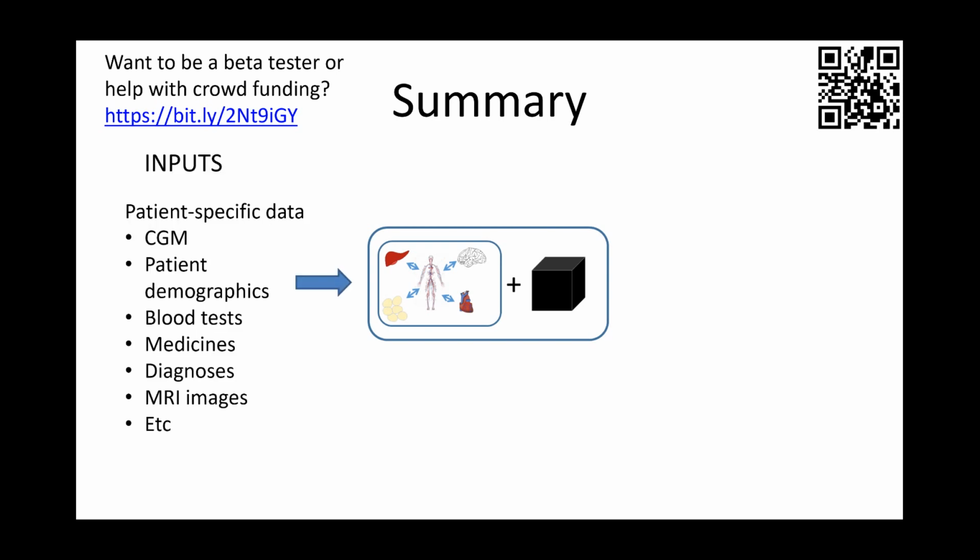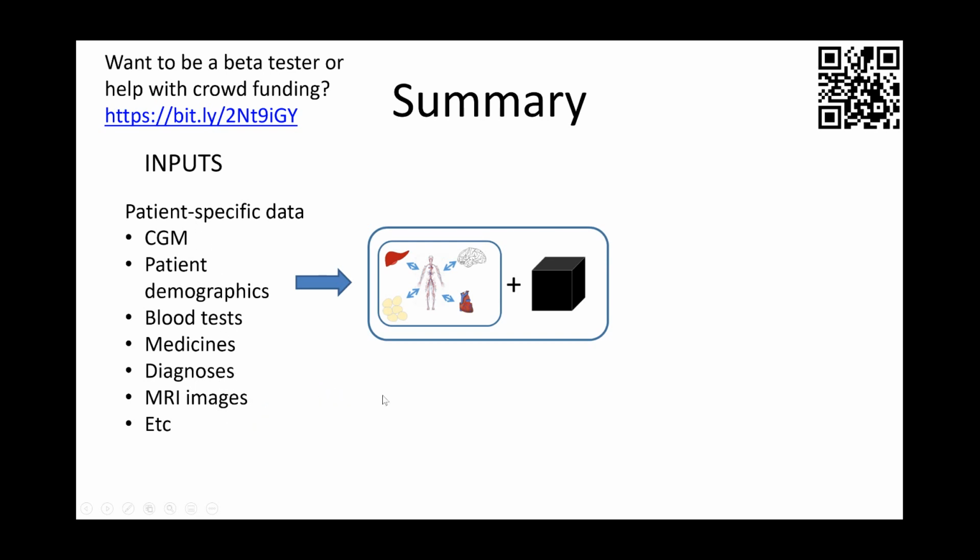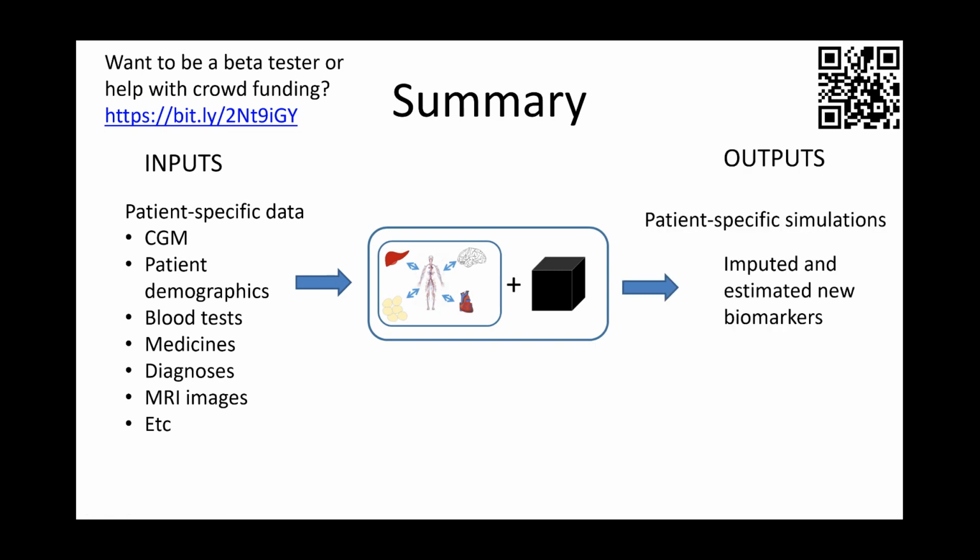So, in summary, if you want to use this, you need to enter some data, but you don't need to enter all of this data. You fill in what you have, and then you use this imputation strategy to have likely values, predicted values for all the other things. And then you have your digital twin, which you can use to do patient-specific simulation, to estimate new biomarkers and how they vary over time in response to different interventions. That you can test, and then you can tailor the best treatment for this particular patient.